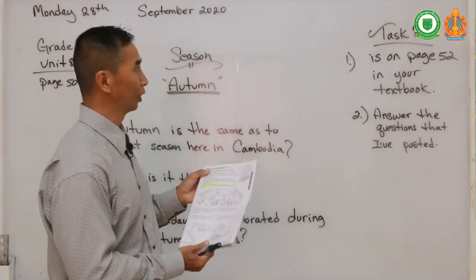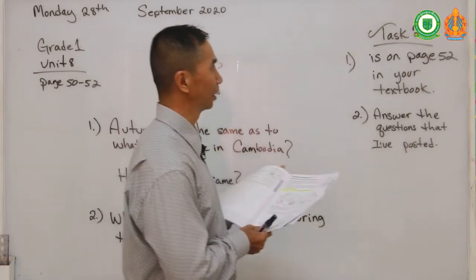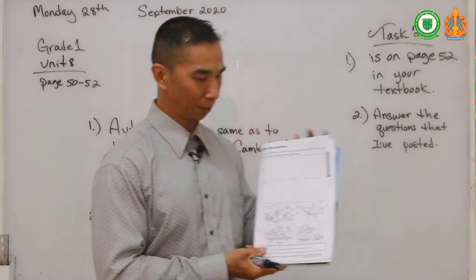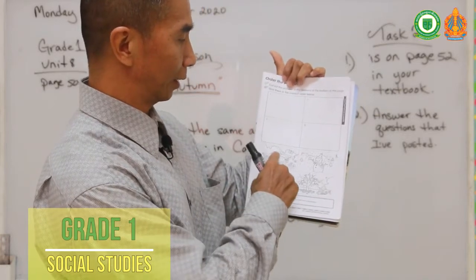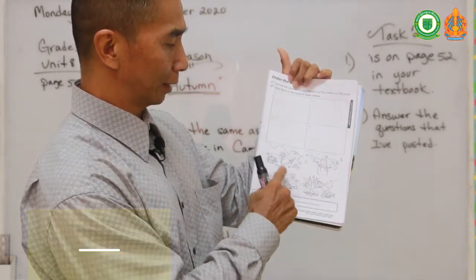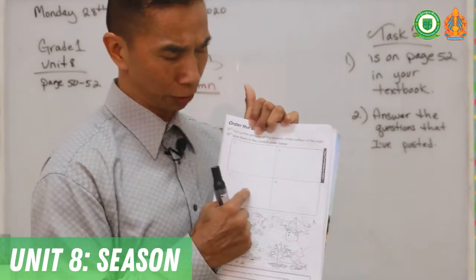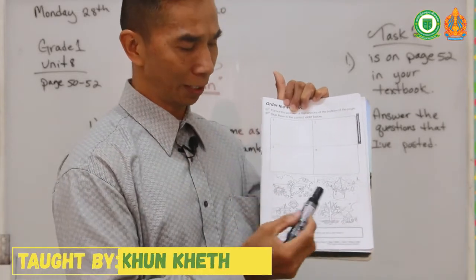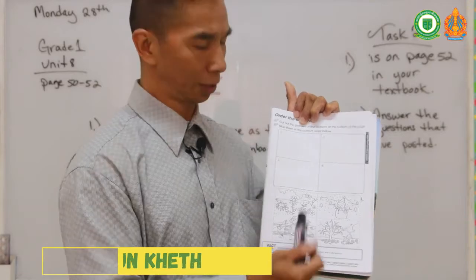Okay, now for your second task. Your second task is in your textbook. It is on page 52 in your textbook. As you can see here, page 52 has a box listing the seasons and some pictures at the bottom of the seasons. What I want you to do here is draw the order of the seasons, whether winter comes first, summer comes first, or spring comes first.